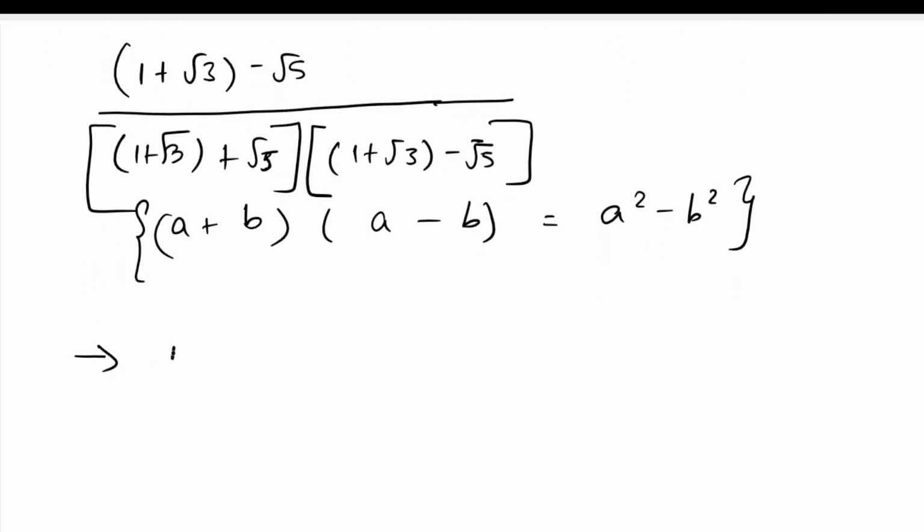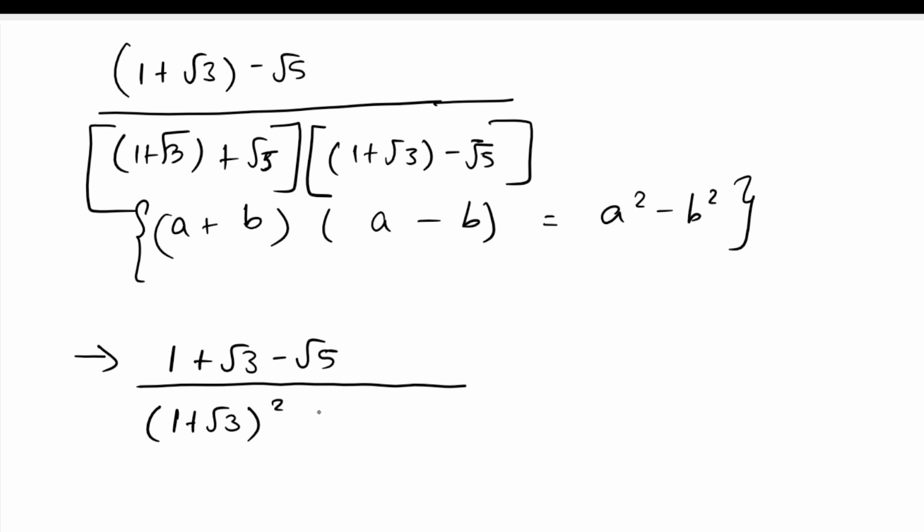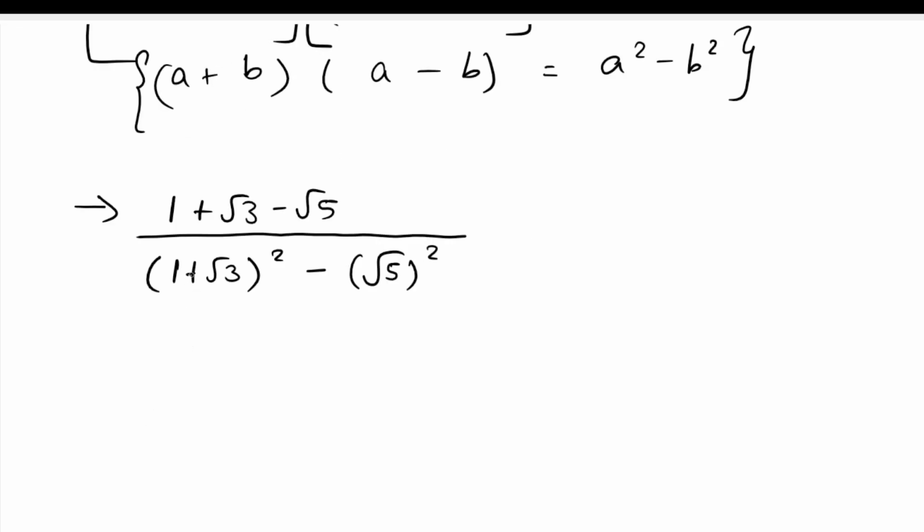here in the numerator it will be 1 plus root 3 minus root 5, and in the denominator it will be a plus b into a minus b is a square minus b square. So a is 1 plus root 3. So a square will be 1 plus root 3 square minus b square is root 5 square. Now here again in the denominator, this 1 plus root 3, the whole square is in the form of a plus b, the whole square, which is equal to a square plus b square plus 2ab.